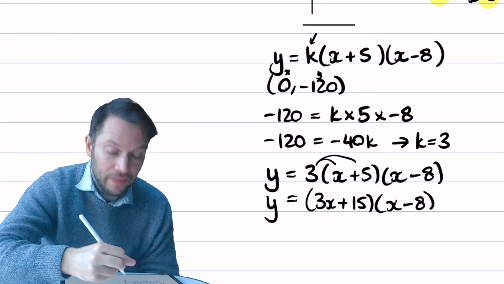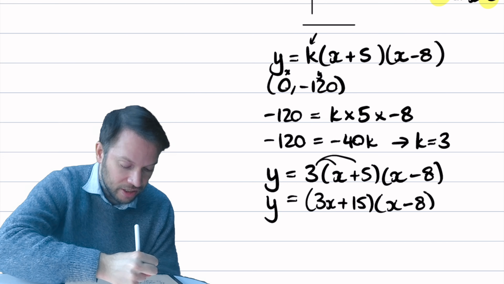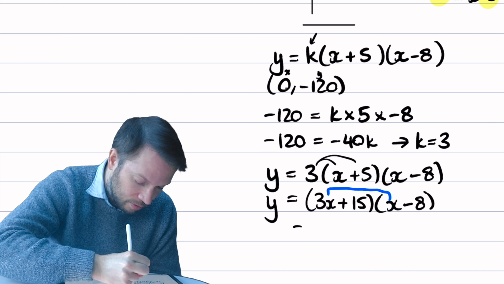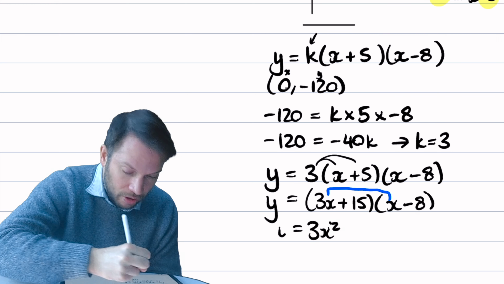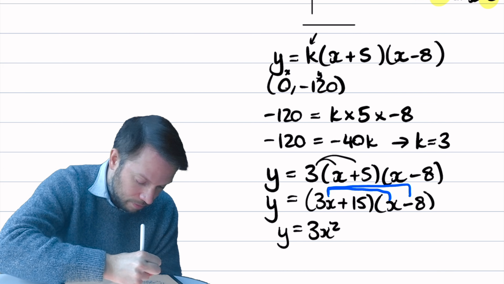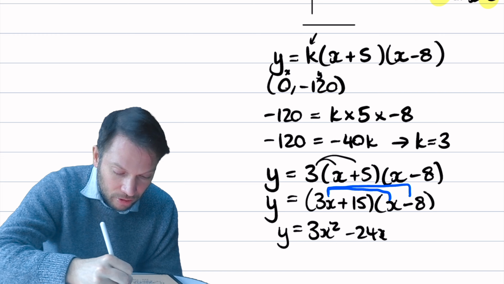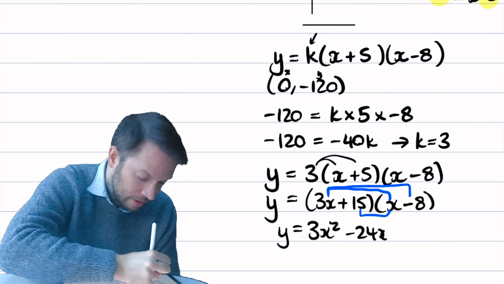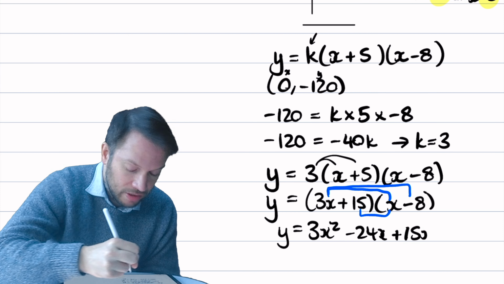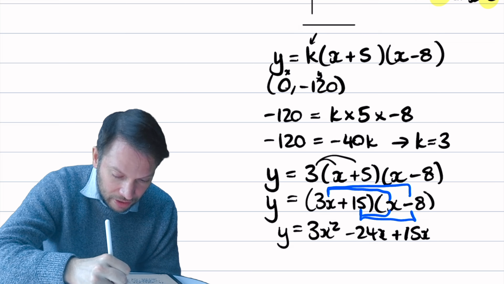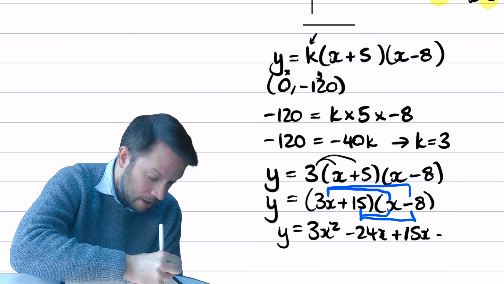So we need to expand out the two brackets. Each thing in the first bracket times each in the second. We do the 3x times the x, which is 3x squared. We've got the 3x times the negative 8, which is negative 24x. We've got the 15 times the x, which is 15x. And we've got 15 times negative 8, which is minus 120, I believe, I hope.